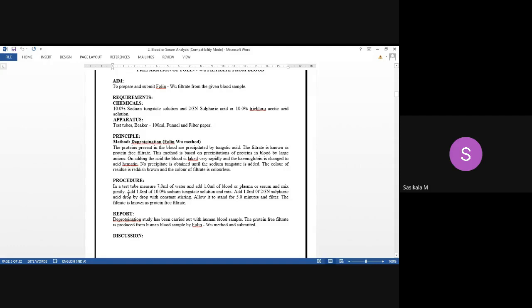So in that test tubes only you will be collecting the blood sample, and to that you will be adding deprotonating agents like sodium tungstate or trichloroacetic acid, and the precipitate is collected and it will be filtered off using the filter paper, and that filtrate, not residue, filtrate will be taken for the analysis. And the proteins present in the blood are precipitated by tungstic acid. Okay, the filtrate is known as protein free filtrate, and this tungstic acid will act as anion.